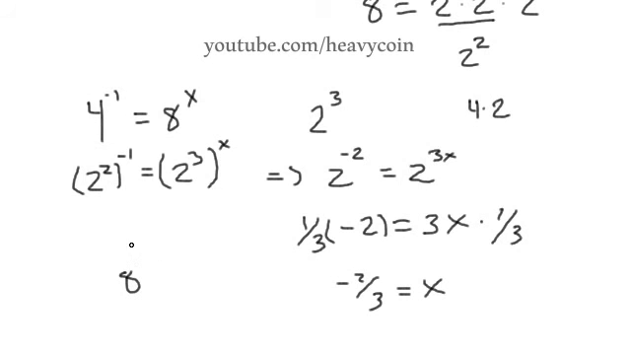Now we can always check this out by writing, what was it? It was 8 raised to the -2/3. That has got to be equal to 1/4. And if it's not, we did something wrong. But my guess is that it is correct.